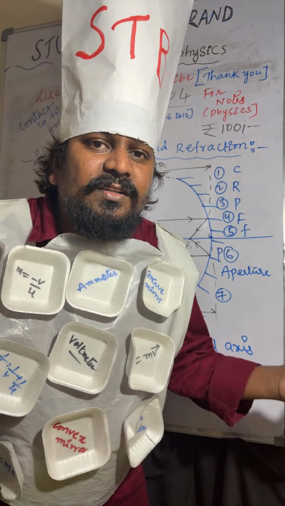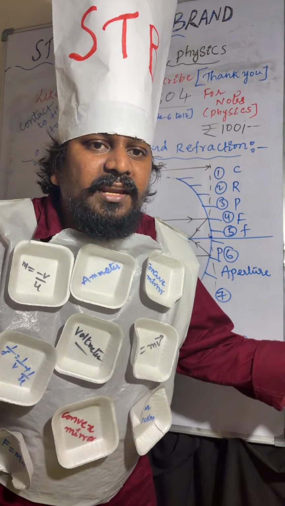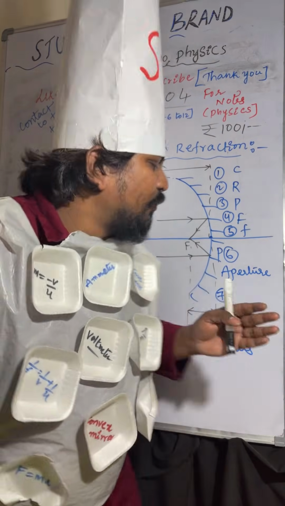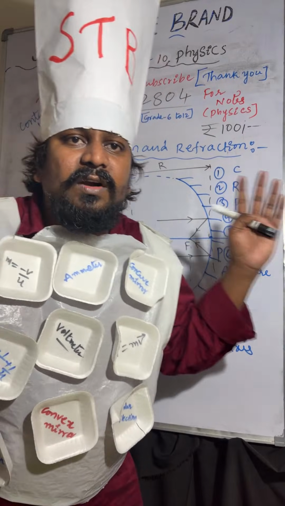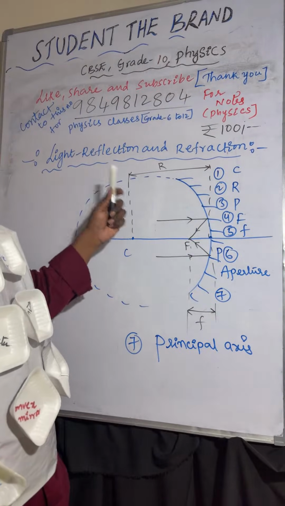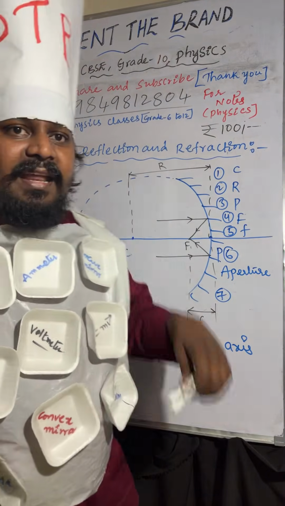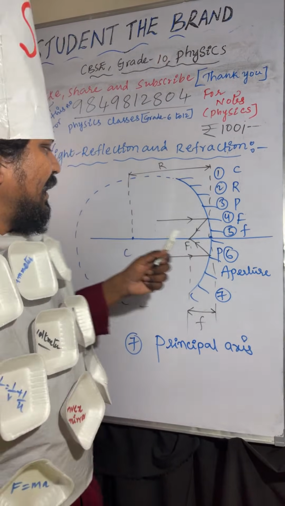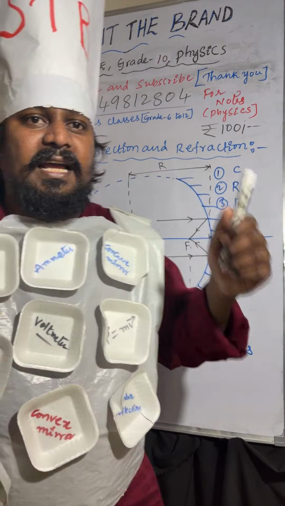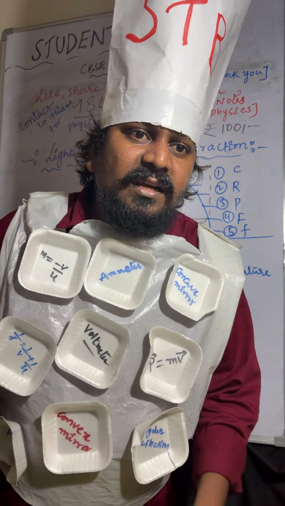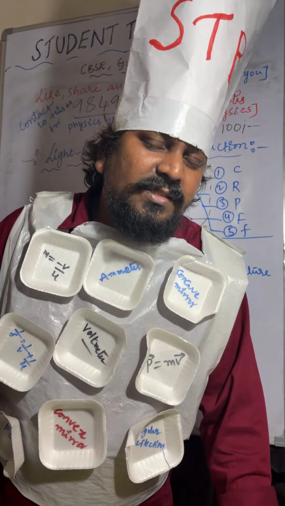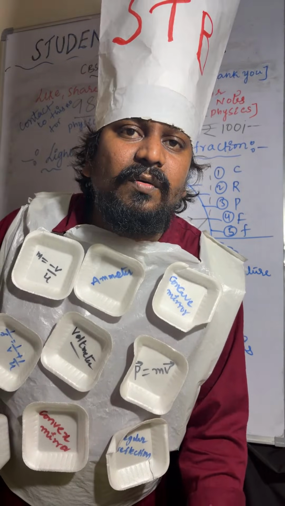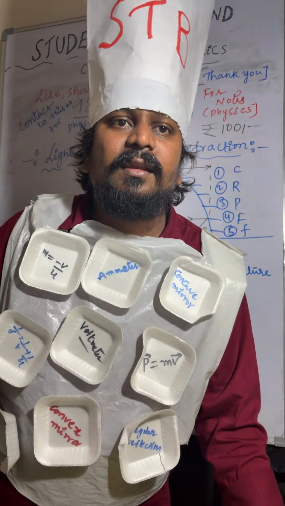These are the terms related to spherical mirror. Very, very important. The distance between focus and pole is called focal length. The distance between center of curvature and pole is called radius of curvature. The width of the reflecting surface is called aperture. The line joining the center of curvature and pole is called the principal axis.